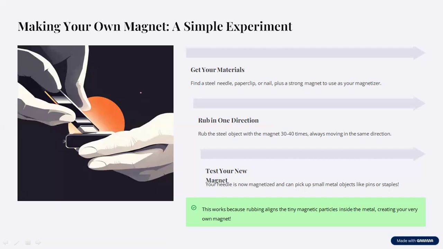So you test your new magnet. You can test your new magnet by bringing it near other paper clips, and you will be able to see that they also get attracted.